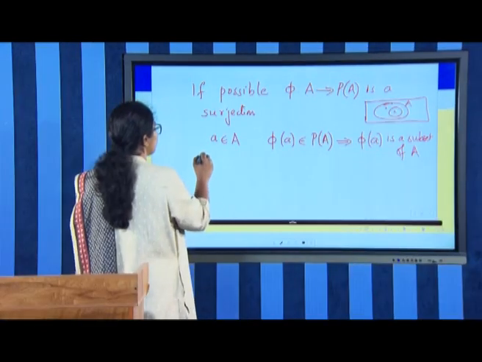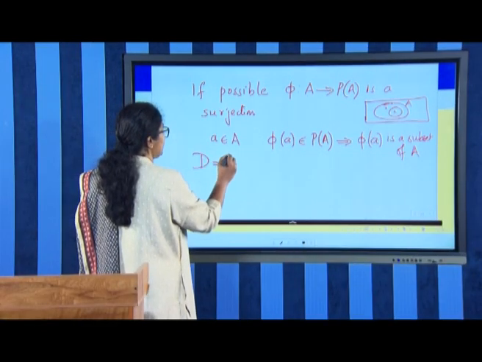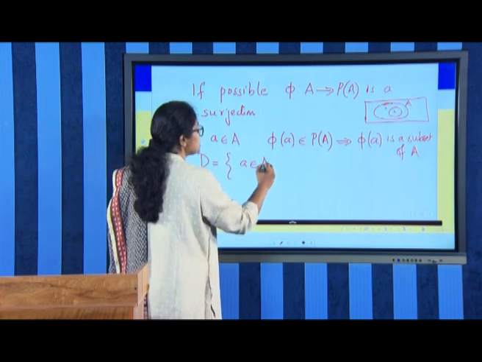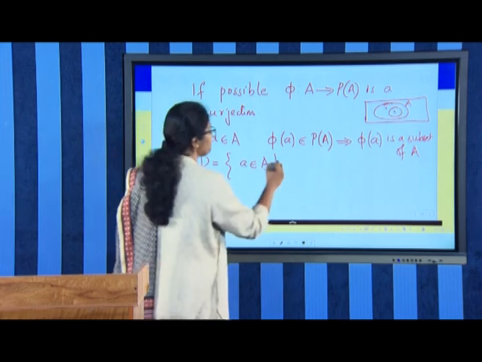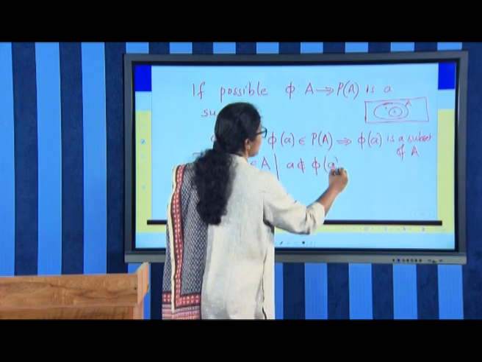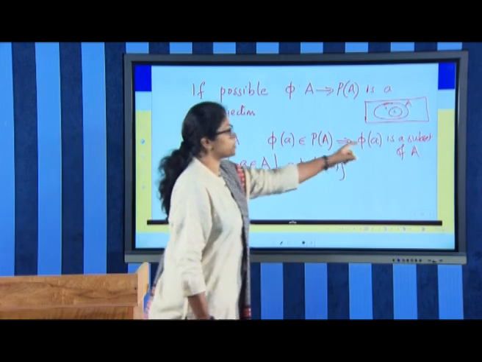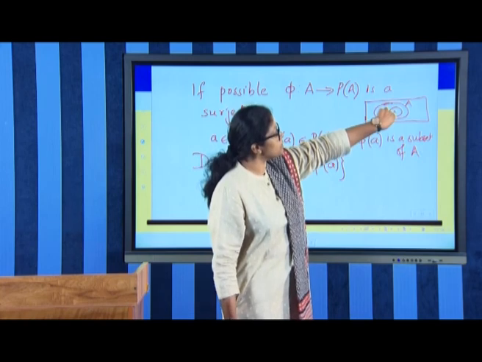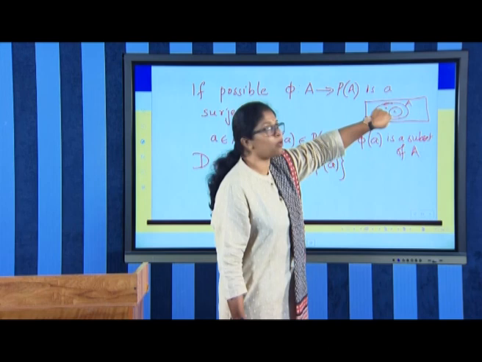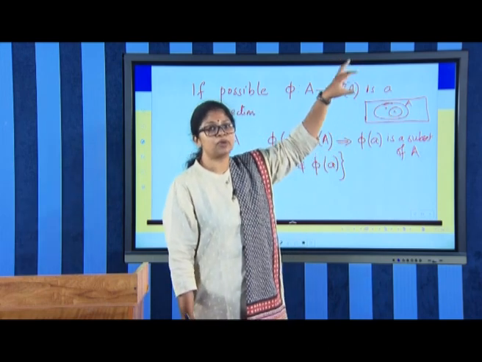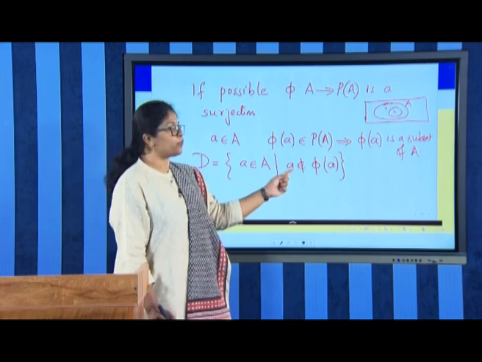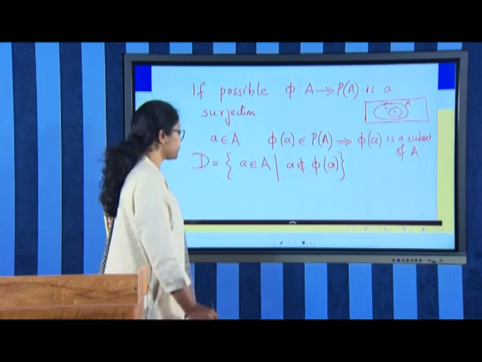So, we are going to define a new set, say D, equal to the set of all elements a in the set A such that a does not belong to phi of a. So, that means we have taken phi of a to be a subset of A, and as we discussed here, an element of A can be either belonging to the subset or it can be outside the subset. So, we define D as the set of all elements in A for which a does not belong to phi of a.